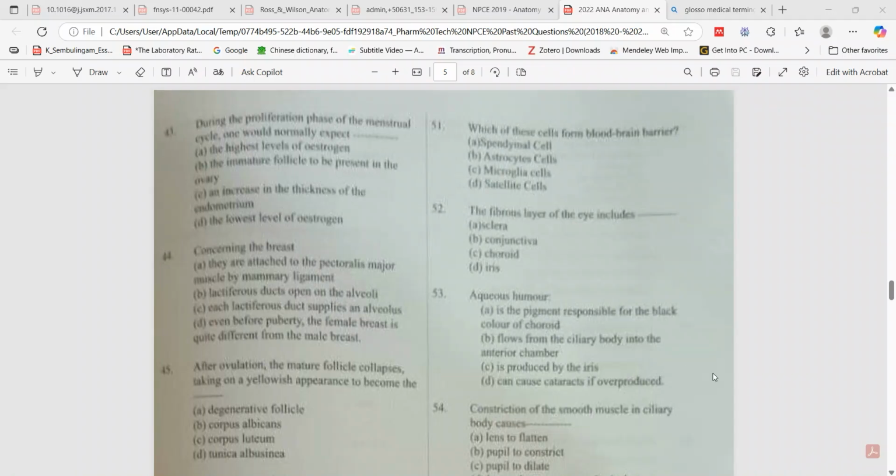Which of these cells form the blood-brain barrier? Astrocyte cells. This cell, the blood-brain barrier, is the astrocyte.